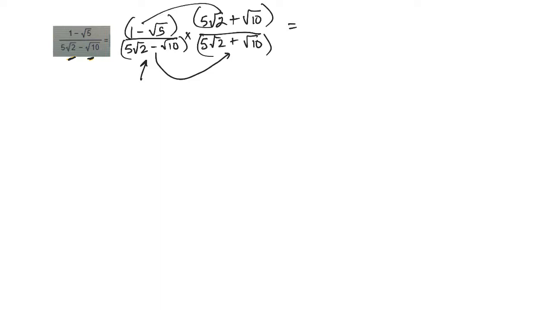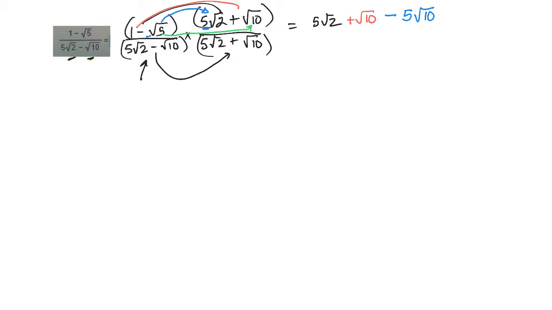So 1 times 5 root 2, 5 root 2. Then 1 times root 10 would be a positive root 10. Negative root 5 times 5 root 2. Here you have to be careful. Sign is going to be negative. The number, this is 5 times 1, so it would be a 5. And then root 5 times root 2 would be root 10. Let me just think about that. Yeah, that's right.